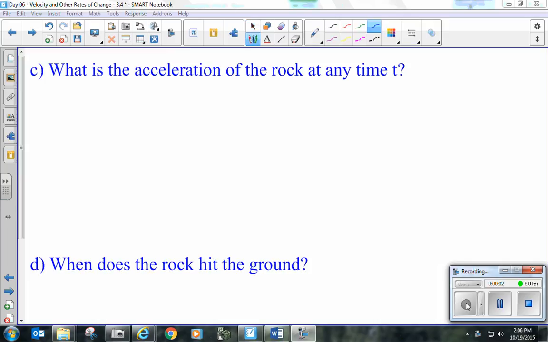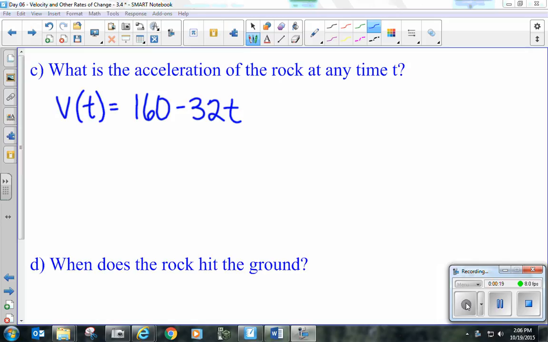What was the equation of velocity? Velocity was the derivative of our original equation, right? So velocity was what? 160 minus 32t. That was the equation of velocity.